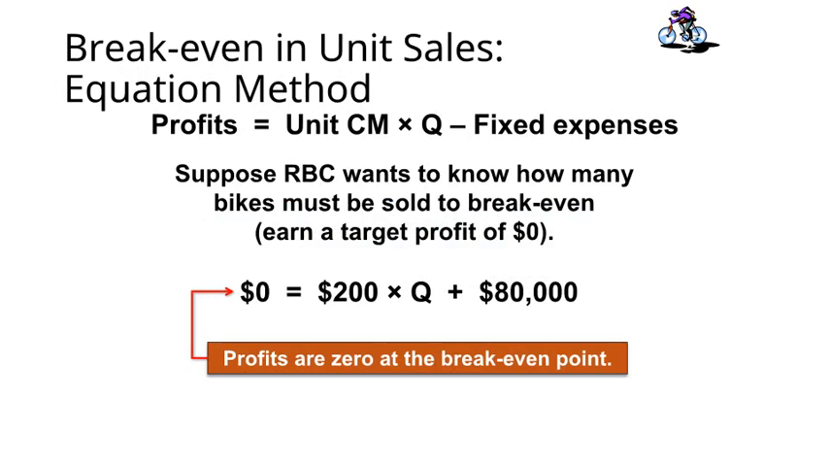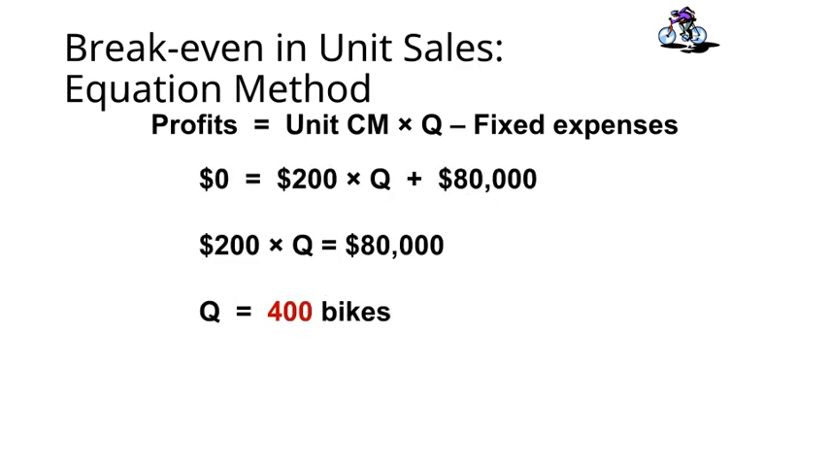Suppose RBC wants to know how many bikes must be sold to break even, earn a target profit of $0. Racing Bicycle has a unit contribution margin of $200 and total fixed expenses of $80,000. Take a second and solve this equation. How did you do? In the case of Racing Bicycle, 400 bikes must be sold for the company to break even.